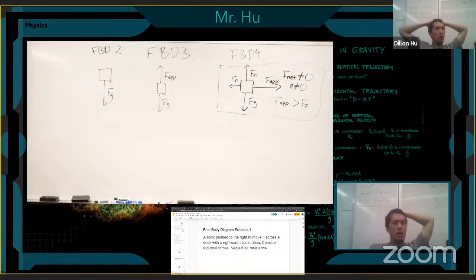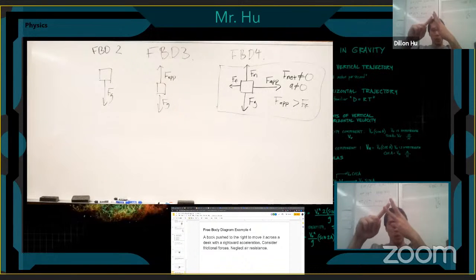Okay, so let me also go over one thing. I think I might not have described this perfectly. Tension is a pulling force from a rope, string, cable, or rope. Only those four things.